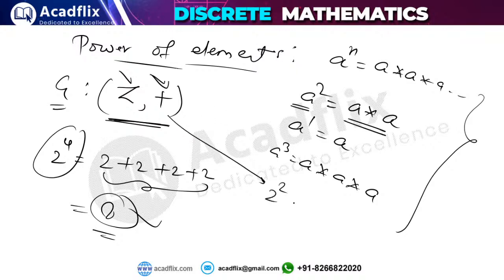So what will be 2 square? 2 square will be 2 plus 2, so that will be 4. What will be 2 cube? That will be 2 plus 2 plus 2, that will be 6. Okay, so this is how we define power of element.